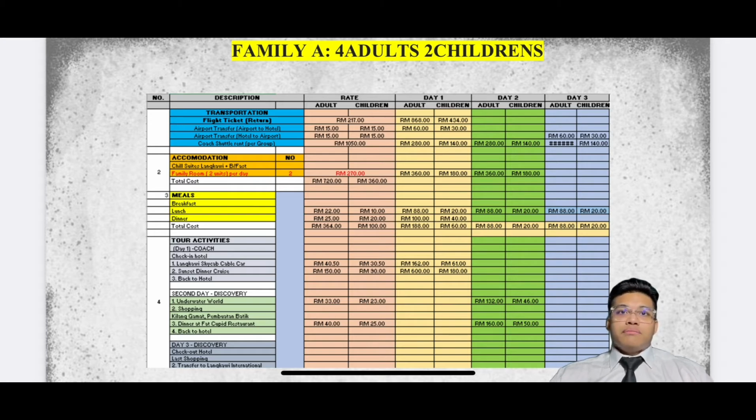Miscellaneous: RM52 and 93 sen. For day 1, RM35.29 sen for adult and RM17.64 sen. Insurance: RM10 for adult, this is weight, and RM10 for children. RM40 for adult and RM20 for children.